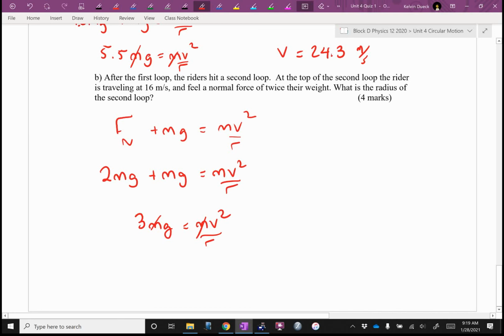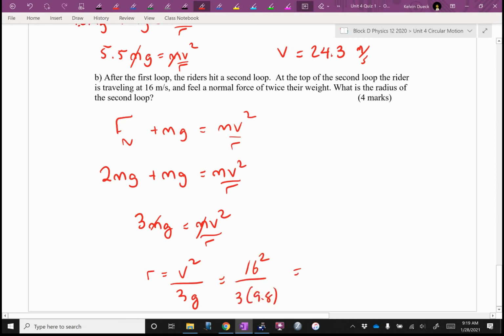How would I get the r by itself? Where is the r right now? Times it to the top and divide the 3g over. I think I'd get this. The v squared would stay where it was. The r would move to the top on the left, and the 3g would drop down there. Okay, so v squared, 16 squared, all over 3 times 9.8.